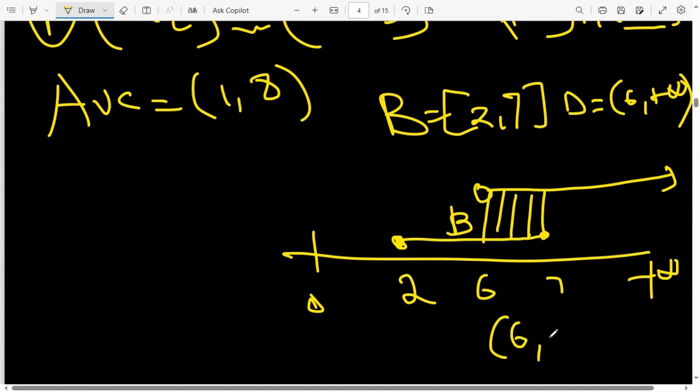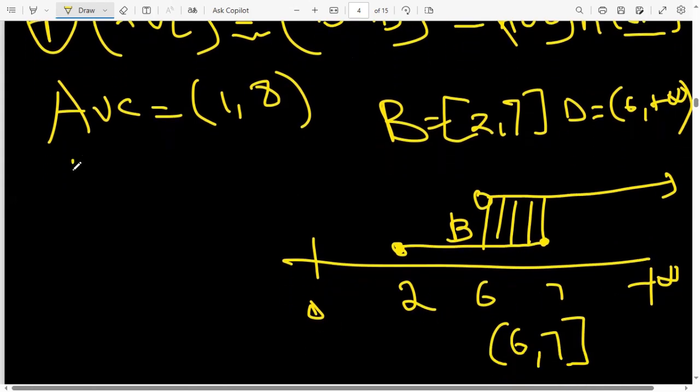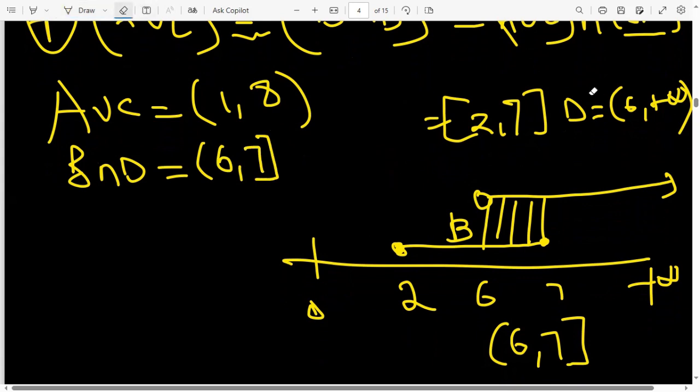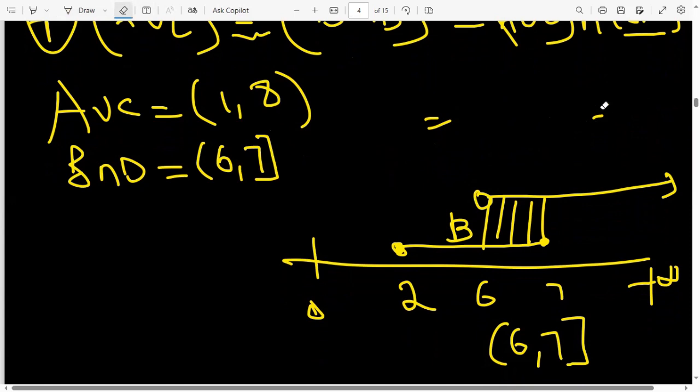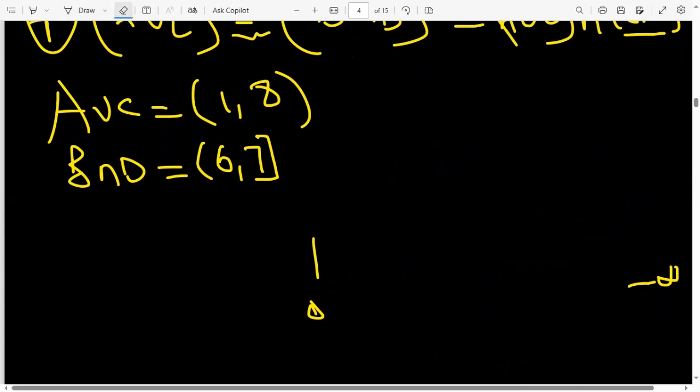So 6, and then all the way up to 7, and the 7 is included. So this here is the B intersection D, okay? So B intersection D is simply equal to (6, 7], but the 7 is included, okay? All right. So now our interest here is not the B intersection D itself. We want to find its what? Complement.